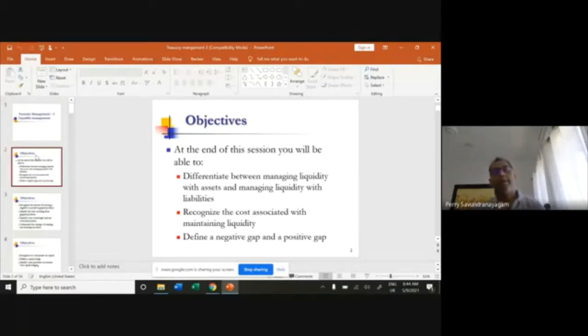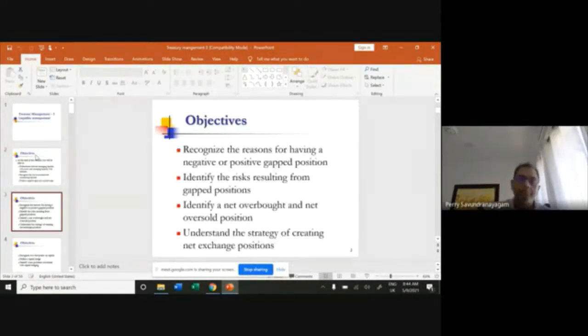We also spoke about gaps, about positive gaps and negative gaps, what they are, and why a bank would have to maintain either a positive gap or negative gap, the risk associated with doing that, and how you structure a strategy around that to optimize your position. We did not do the bit on net exchange position. That's what we're going to do now.